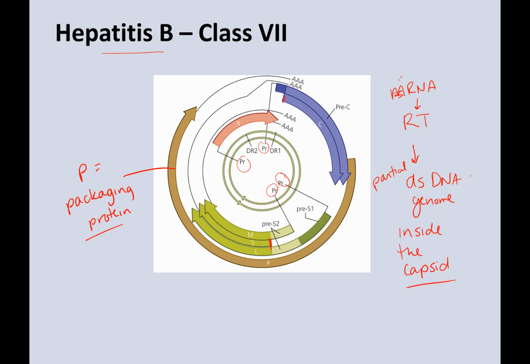Because we talked about one of the issues is if you're making double-stranded RNA, the cell will respond by turning on cytokines like interferon and trying to destroy the virus-infected cell. So as it's copying some of this RNA, it does it inside the capsid to make a double-stranded genome.